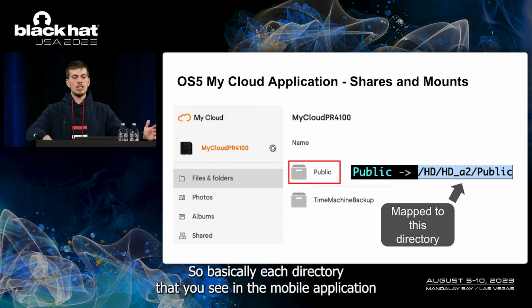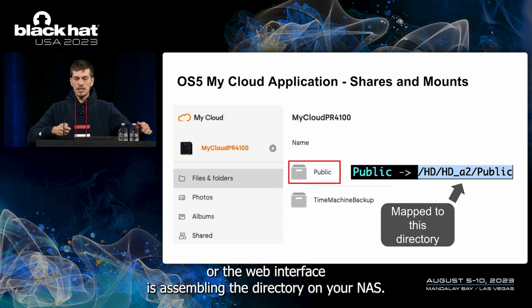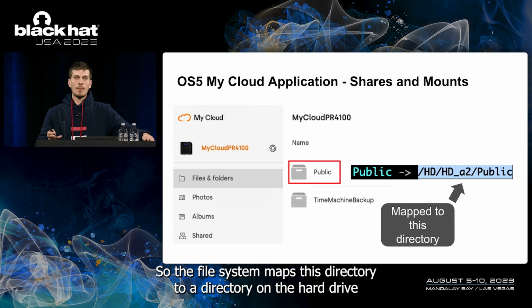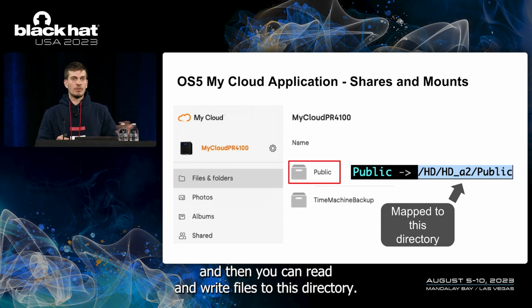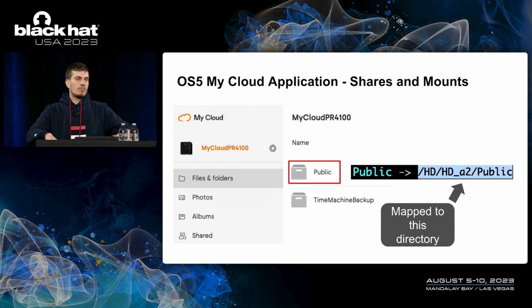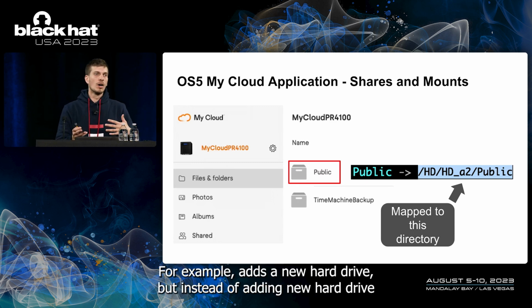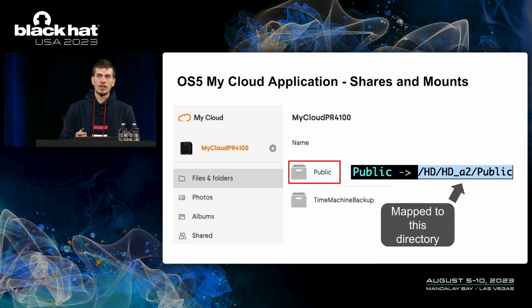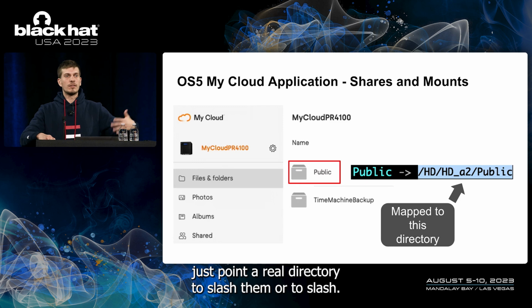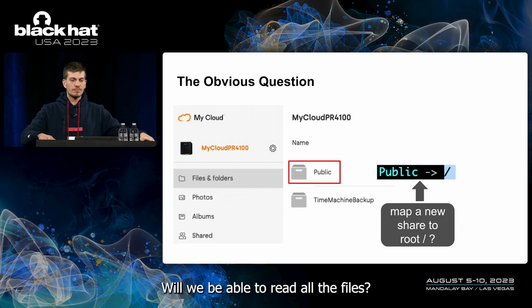So basically, each directory that you see in the mobile application or the web interface is a symlink to a directory on your NAS. So the file system maps this directory to a directory on the hard drive, and then you can read and write files to this directory. So we asked ourselves, what happens if we, in some way, find a way to change this mounting point? For example, add a new hard drive, but instead of adding a new hard drive, just point a real directory to /temp or to /. Will we be able to read all the files there?